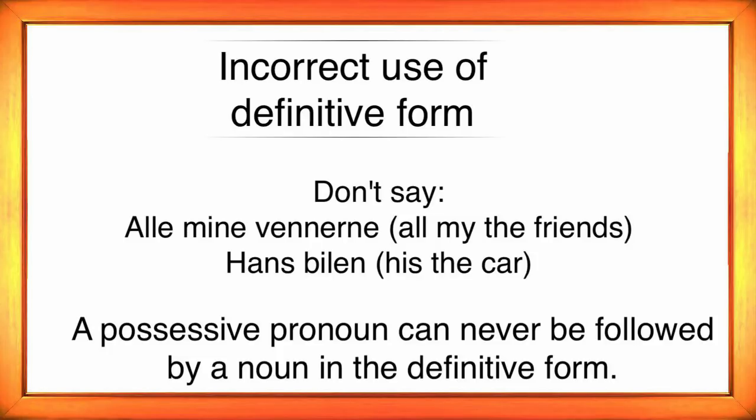The easiest way to avoid this is if you have a possessive pronoun, which is like mine, yours, his, min, din, sit, deres, hennes, etc. If you have that, then it can definitely not be the definitive form afterwards. Hans bilen, his the car. Again, total nonsense. Of course you want to say Hans bil, his car.